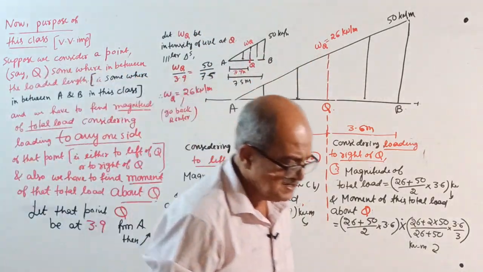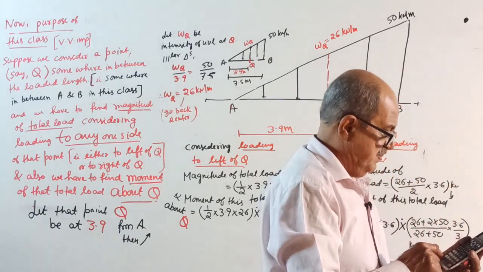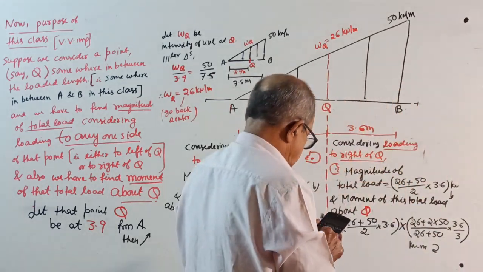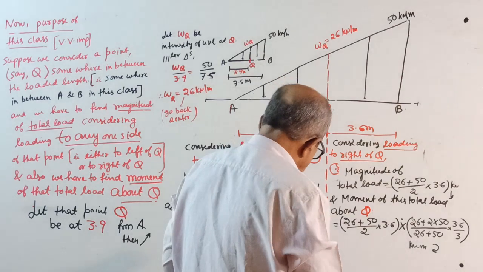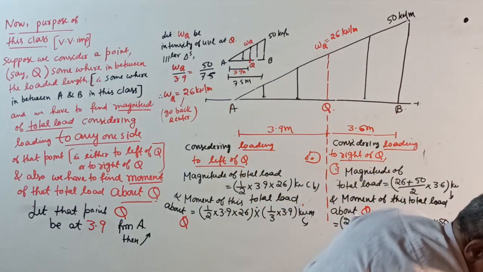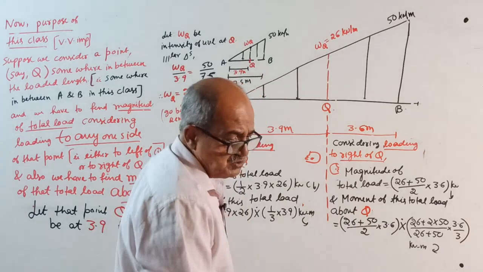Let me check the answer once. 50 divided by 7.5 into 3.9. Oh, the calculator is not on. 50 divided by 7.5 into 3.9 is 26, correct, 26 kilonewton per meter. Now this much is over. I remove this one now.